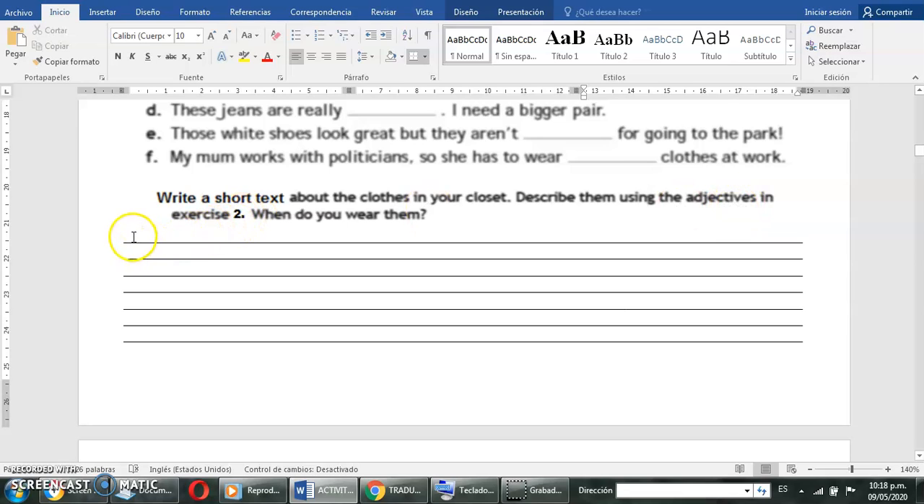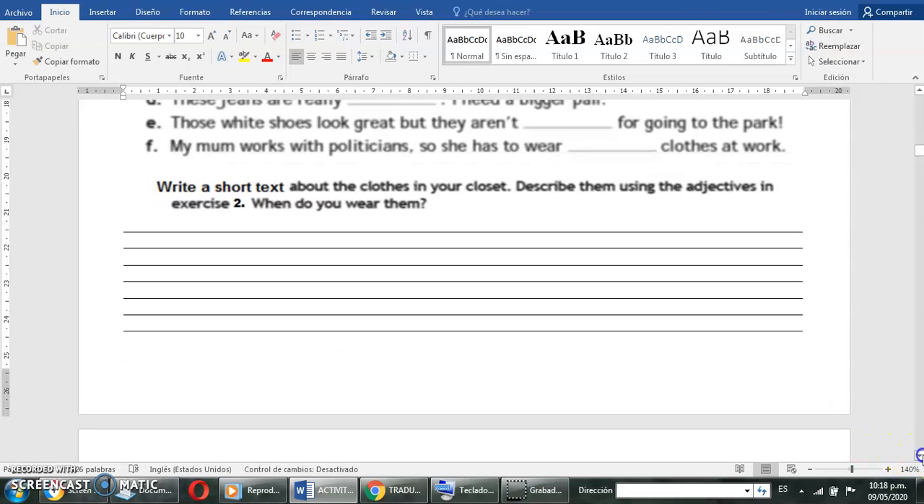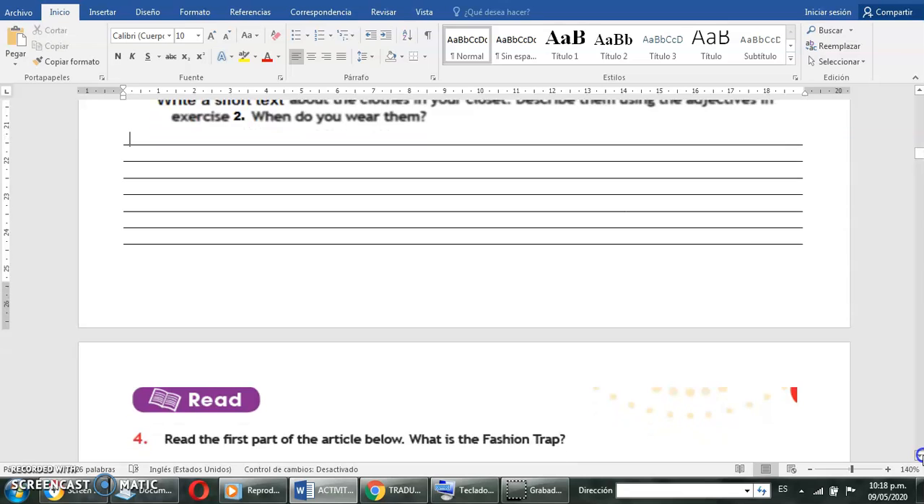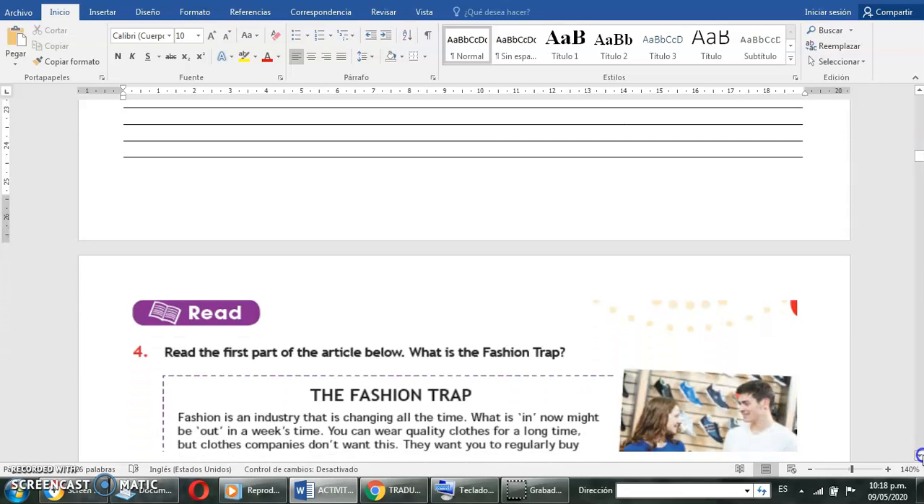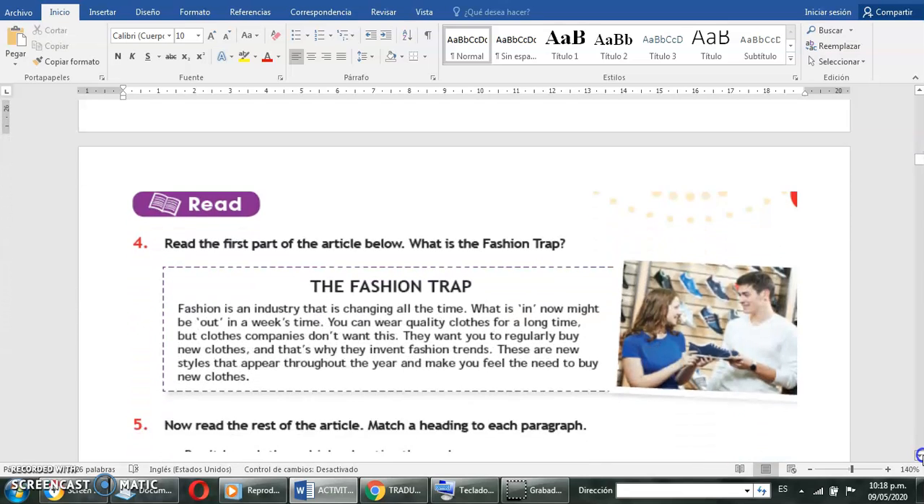The idea is that you write here a short paragraph about your clothing style. What are the clothes that you like the most? Why, when do you wear them? Describing your clothing style. Okay, next is a reading activity.